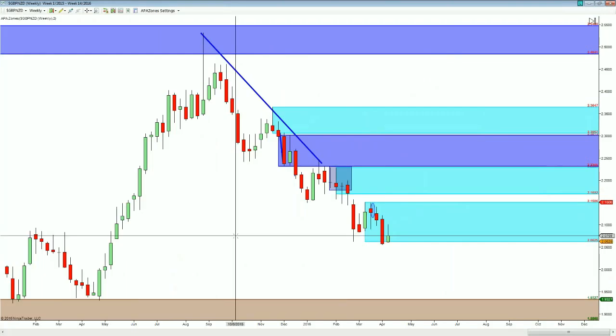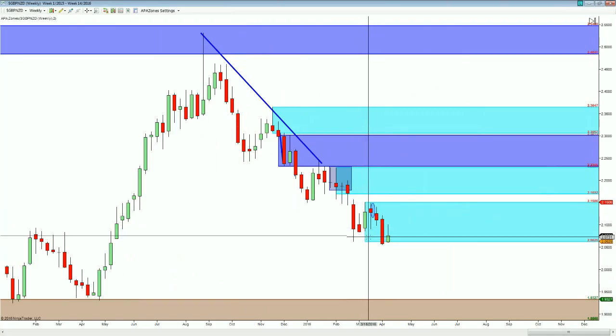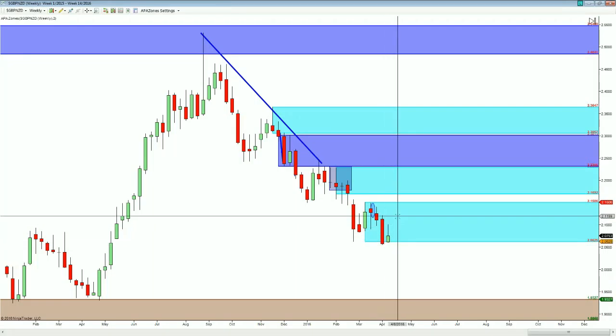I don't know. Here we are on the pound kiwi. We just formed a new supply zone. Price fell a little bit out of it, and now we're coming back in to retest it.